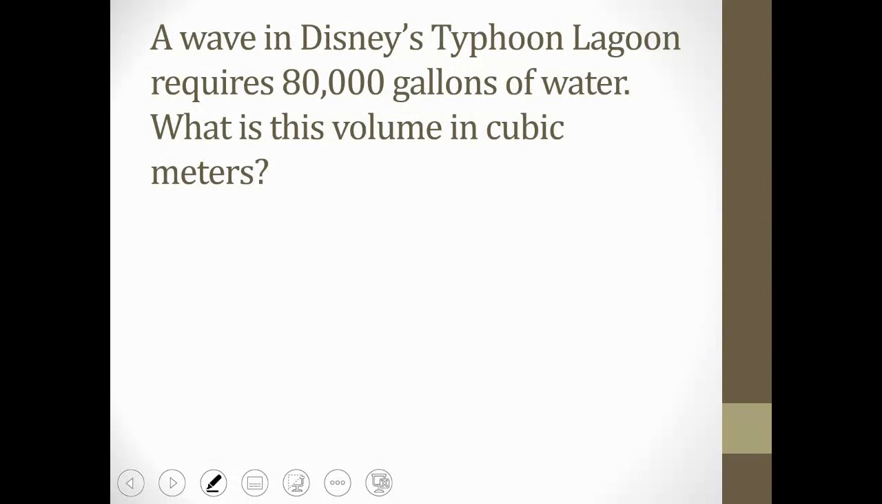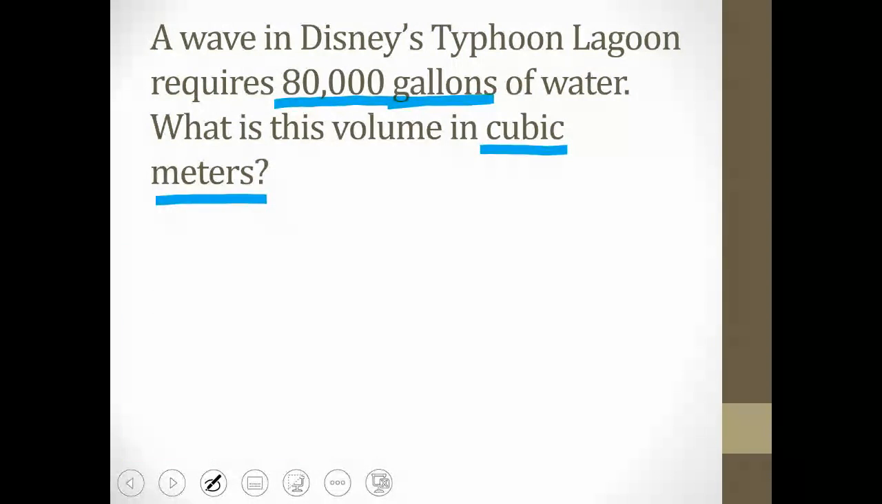Well, this is a problem where you're starting out with just one unit, and it's not cubed, but you're ending with a cubic unit. And so at a certain point here, we are going to have to cube some factors. So let's take a look at this one.